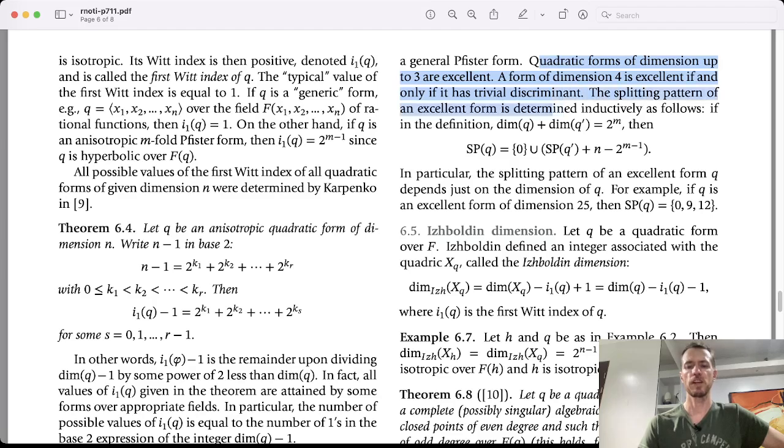The splitting pattern of an excellent form is determined inductively as follows. If in the definition the dimension of Q plus the dimension of Q prime equals 2 to the m, then the splitting pattern of Q equals singleton 0 union the splitting pattern of Q prime plus n minus 2 to the m minus 1. In particular, the splitting pattern of an excellent form Q depends just on the dimension of Q. For example, if Q is an excellent form of dimension 25, then the splitting pattern of Q equals 0, 9, 12.